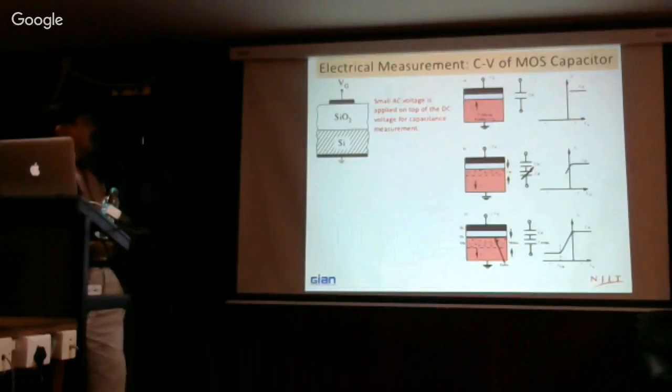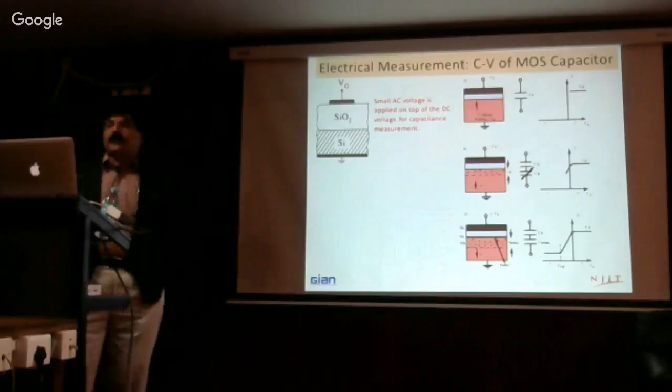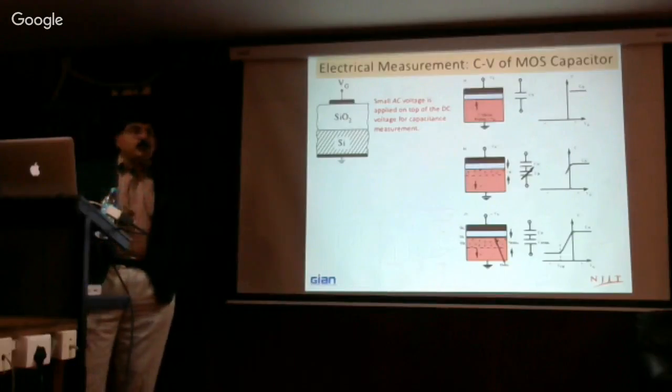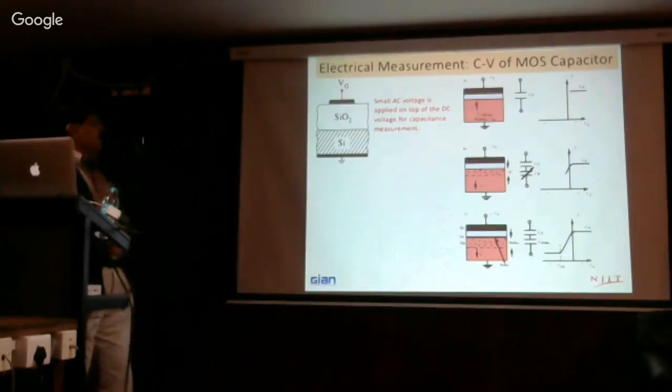Now, what happens in the oxide? If you go to the MOS capacitor, which you are all familiar with, this is a typical MOS measurement. You have an AC voltage applied on top of the DC voltage, so the AC signal is superimposed. This is the gate, metal gate or whatever, and then you have the oxide and you have the substrate.